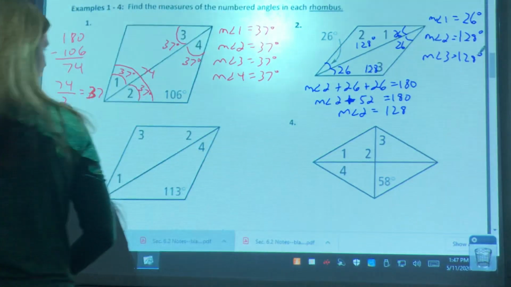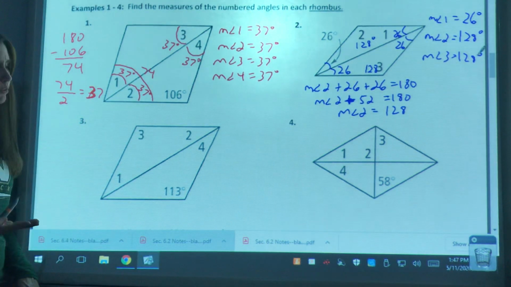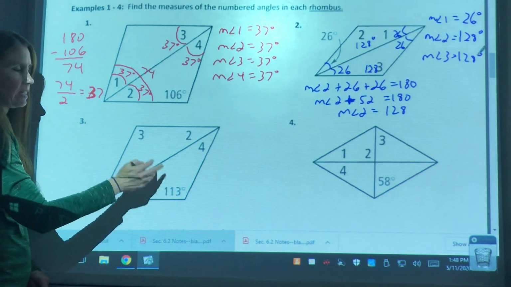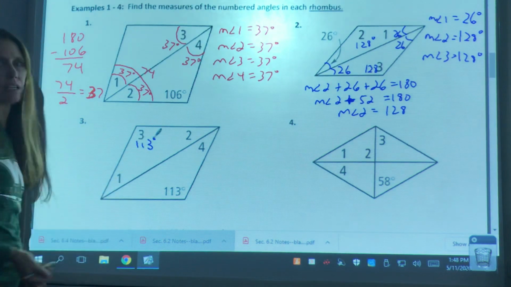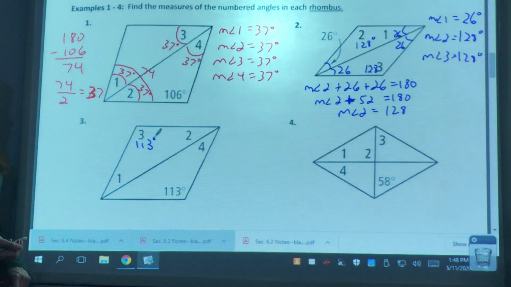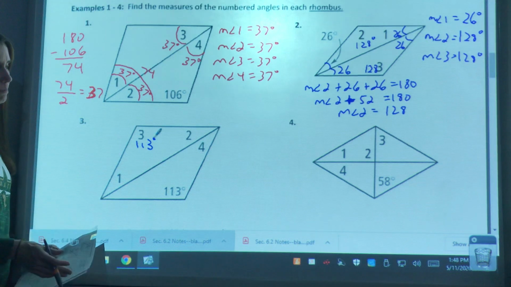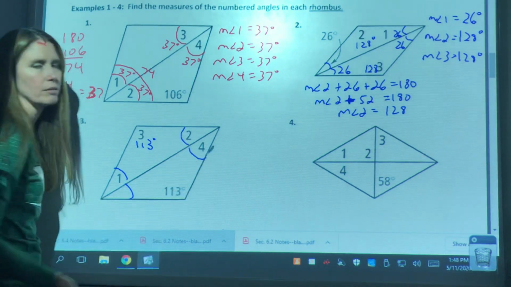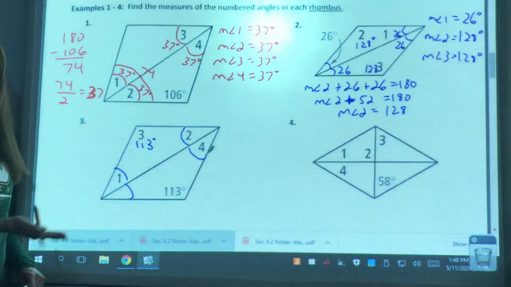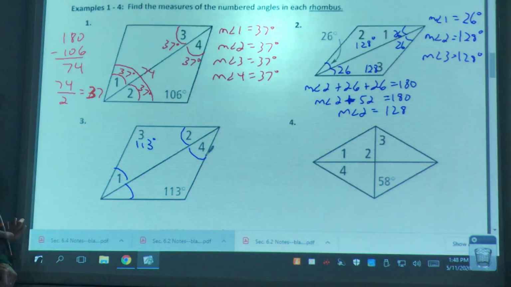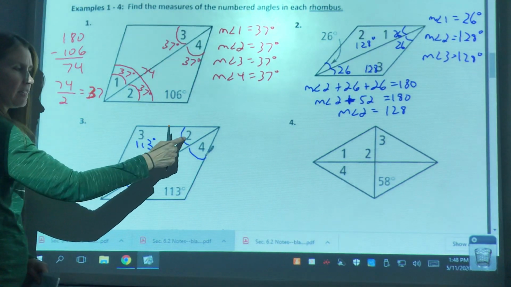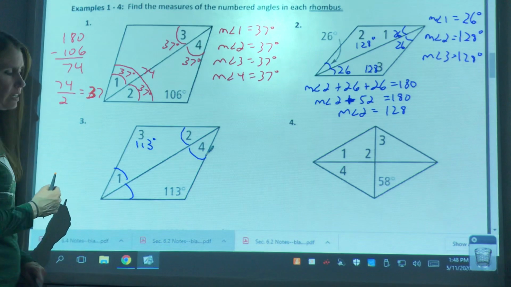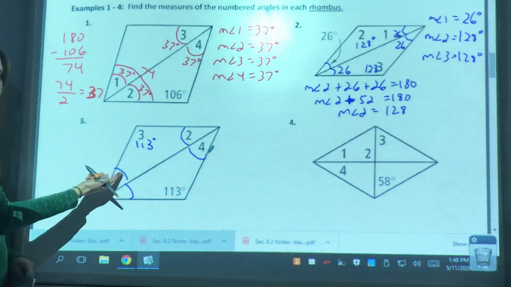Now if we look down here at number 3, again, you don't have to go in order from 1 to 4. Right when I glance at this, I can see opposite angles are congruent. If that's 113, that must be 113. I also know that these 4 angles must be congruent to each other, because if it's a rhombus, the diagonals bisect the opposite angles. And if this is 113 and these 2 are congruent to each other and they all add up to 180 based on the triangle angle sum theorem, I could call both of these x.